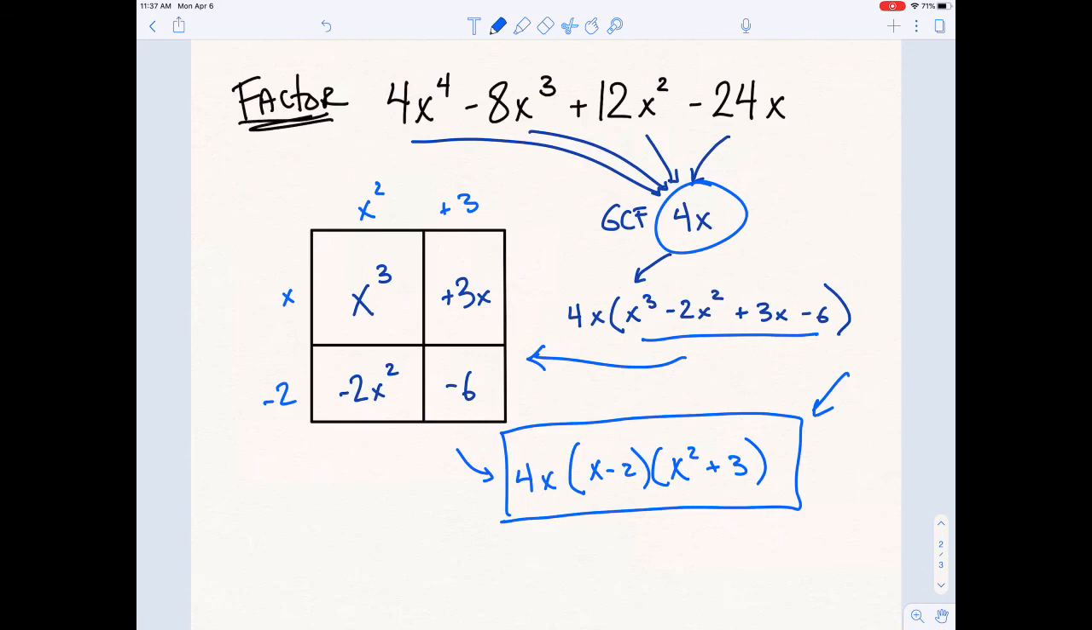So that is factoring with grouping. I'm going to have you do a few of these tonight and then more of them next time, and we're going to move on. All right, so good luck, and hopefully you'll be just fine.